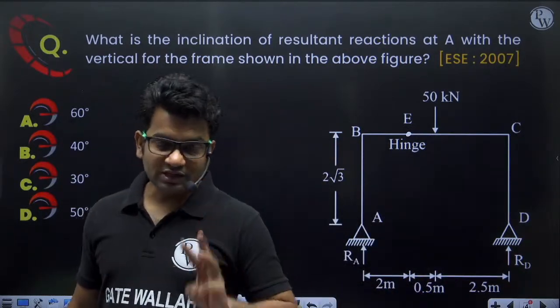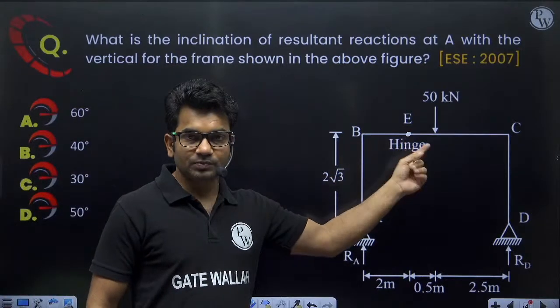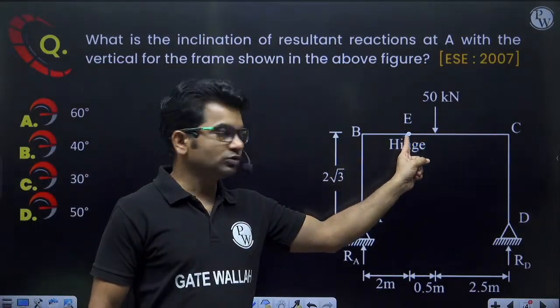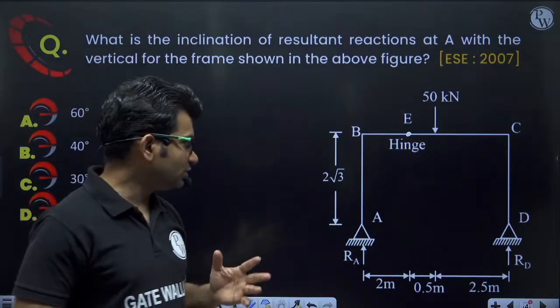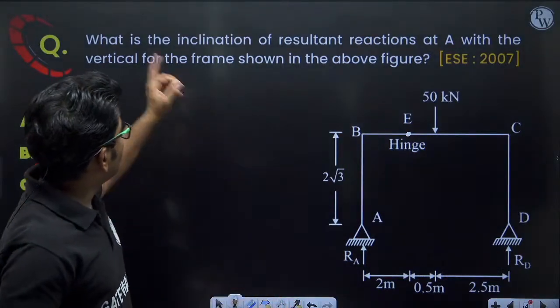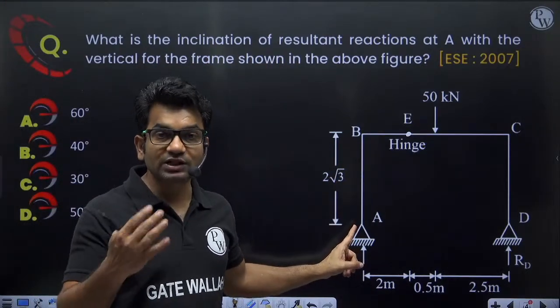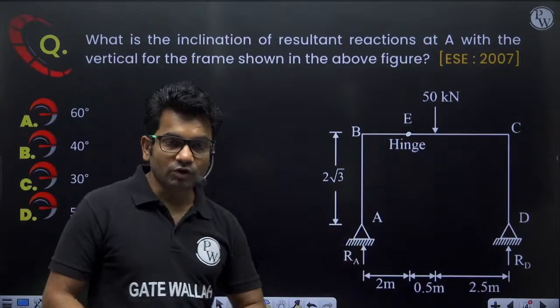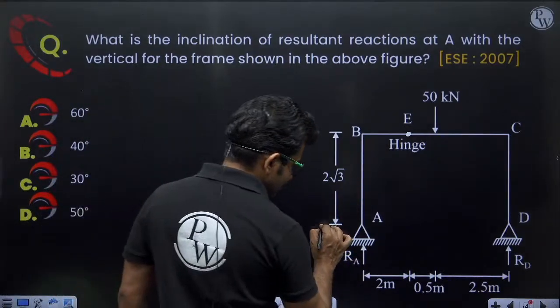Equilibrium equations are 3, so we need one more equation. We get one more equation because of this hinge. So we have 4 equations and 4 unknowns. Now, how to find the inclination of the resultant reaction at A? We will find RA and we will find HA.